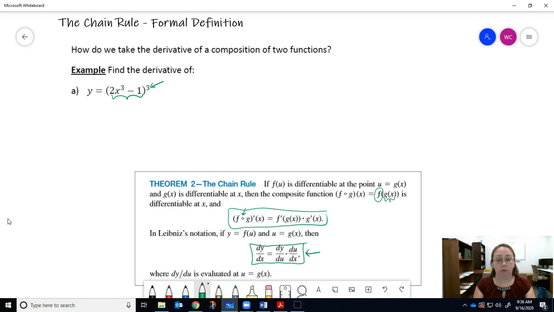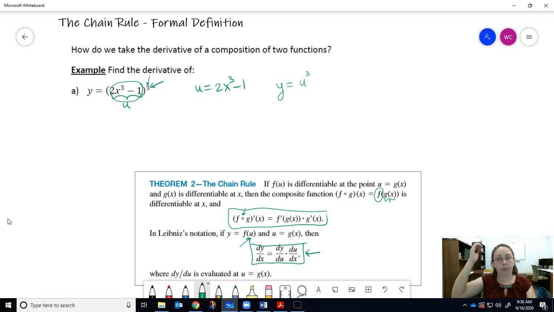dy dx, the derivative of y with respect to x, is what we want to try and find. What this formula says is we can find the derivative of y with respect to u. They're letting u replace whatever's inside of your function. So in this case, u would be what's inside, the 2x cubed minus 1. So I'm going to write that down. So u equals 2x cubed minus 1. After you've picked your u, you then need to rewrite your y. But instead of leaving the inside as it was originally, replace it with the u. So in this case, it would be u, all of this is u, to the third power.